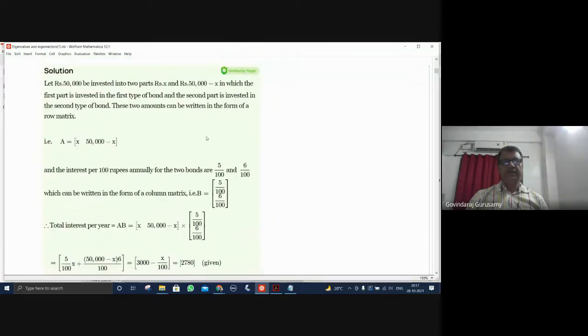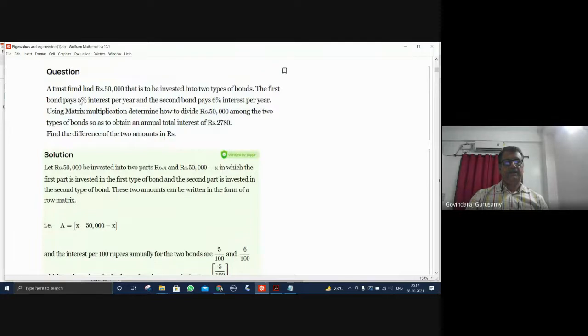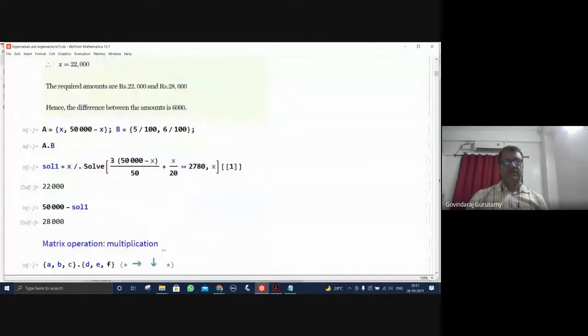And it will vary depending on the interest paid by the bond. Suppose it is some other numbers like 8 and 12, then do your calculations, repeat, and get the numbers. This can be done by writing in matrix form.